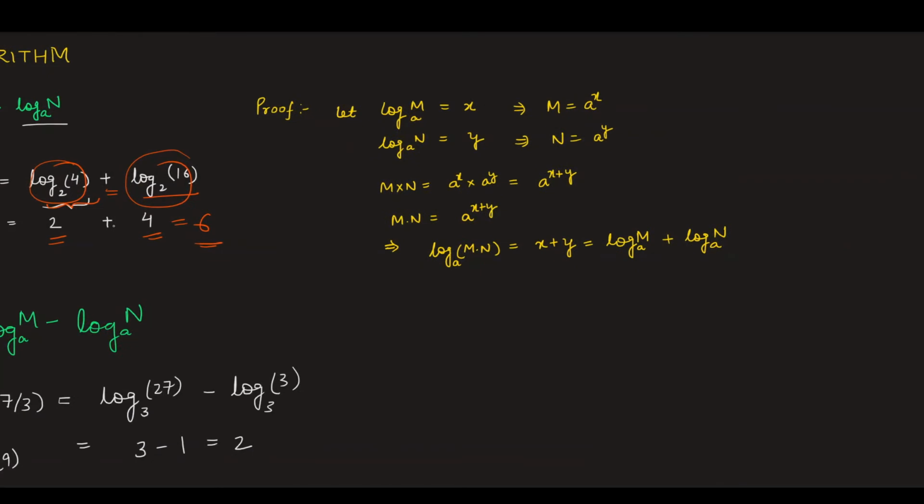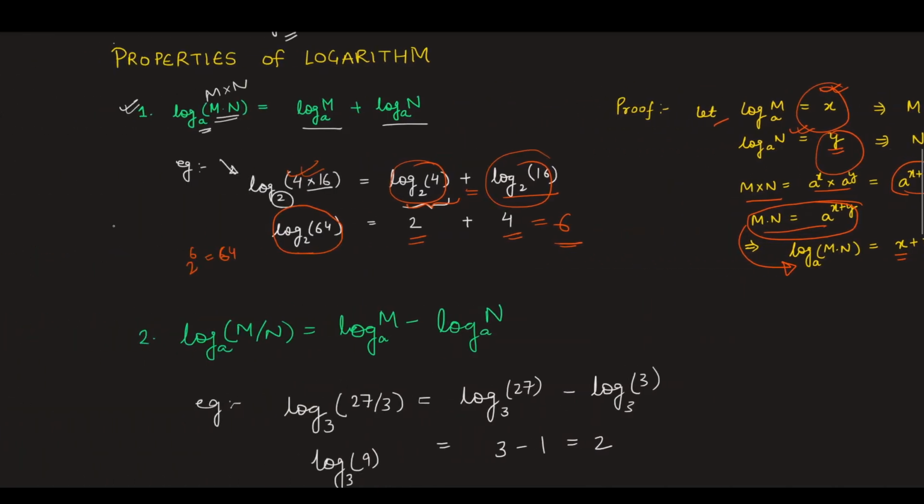So here's a proof. Suppose log m is x and log n is y. So m can be written as a to the power x, and n can be written as a to the power y. Then multiplying m into n, we get a to the power x plus y. Then just convert this into the logarithm equation and replace x and y from here. Okay, so it is good.